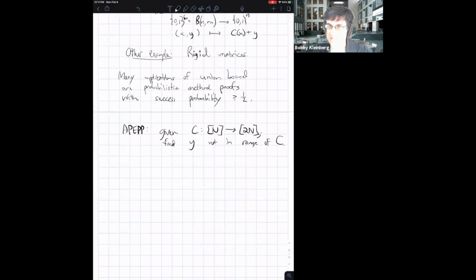This is an important class of problems because it contains most of the simple applications of the probabilistic method. So it's very interesting to know what's the complexity of solving this problem. But it has a very irritating complexity status, which is it's probably easier to find such a y than to verify that it's a correct solution once found.